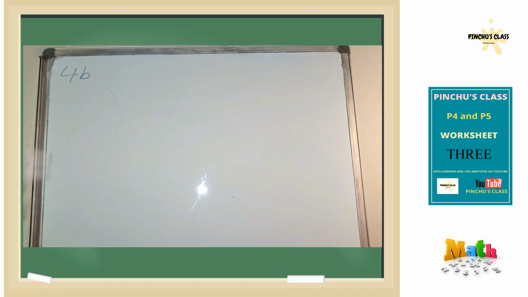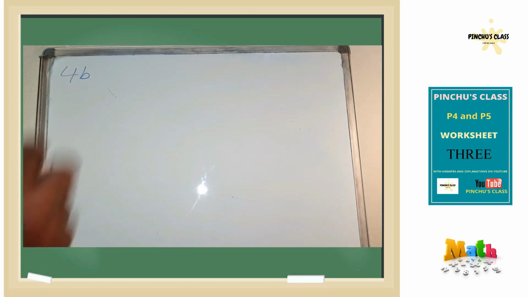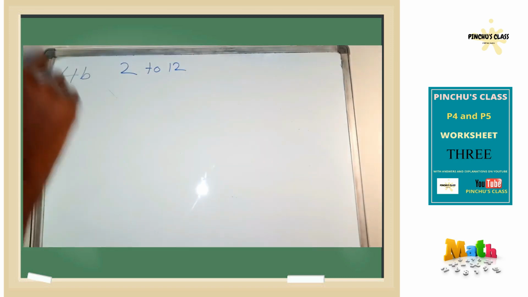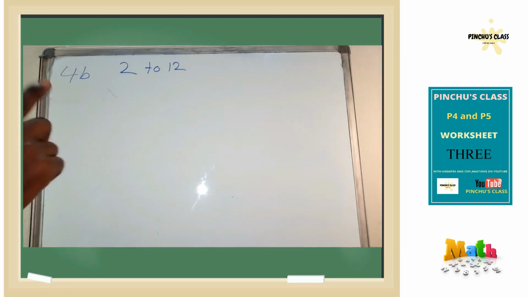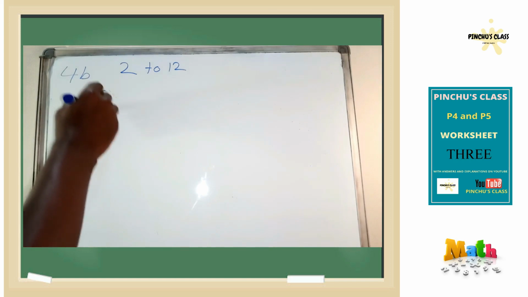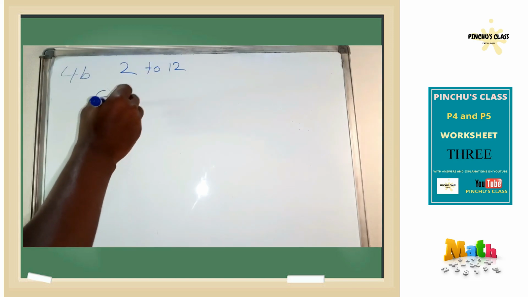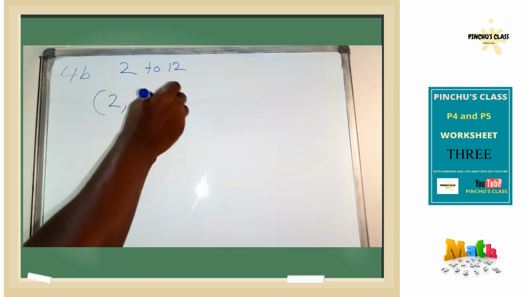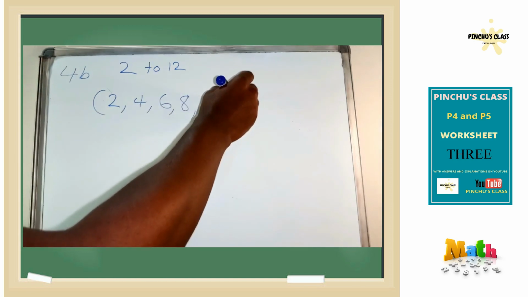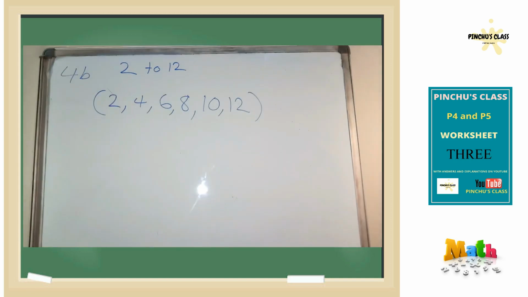Let's go to number 4B. They have told us to list down even numbers from 2 to 12. Now when they tell you from 2 to 12, it means you're going to start from 2 up to 12. So when we are listing down the even numbers, we start from 2, 4, 6, 8, 10, and then 12. Those are the even numbers.